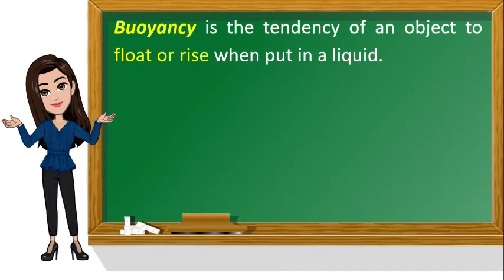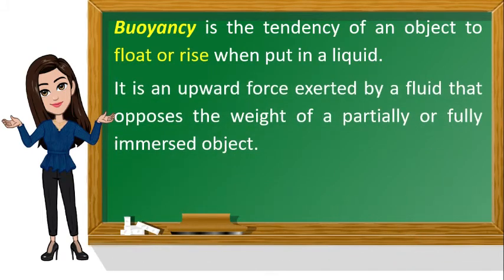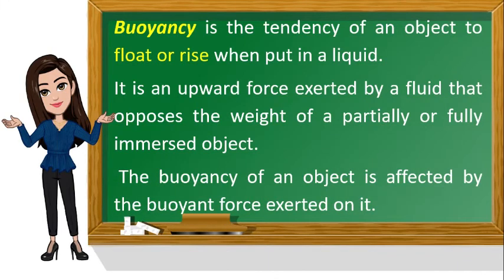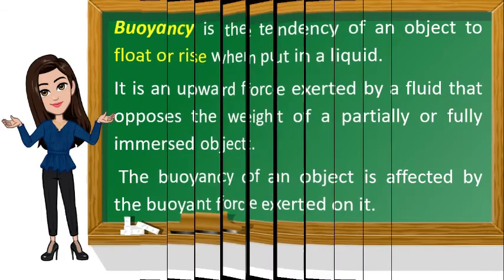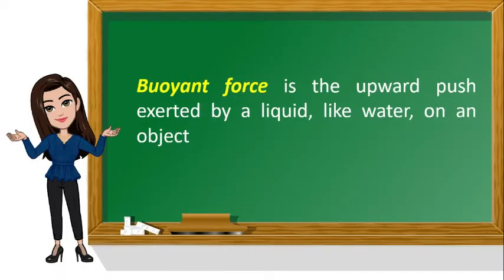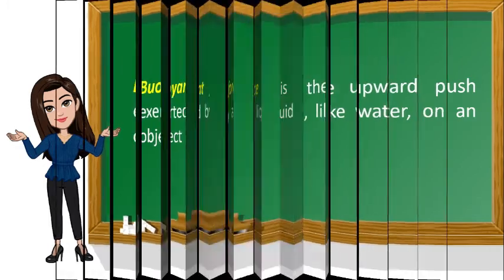Buoyancy is the tendency of an object to float or rise when put in a liquid. It is an upward force exerted by a fluid that opposes the weight of a partially or fully immersed object. The buoyancy of an object is affected by the buoyant force exerted on it. What is buoyant force? Buoyant force is the upward push exerted by a liquid, like water, on an object.